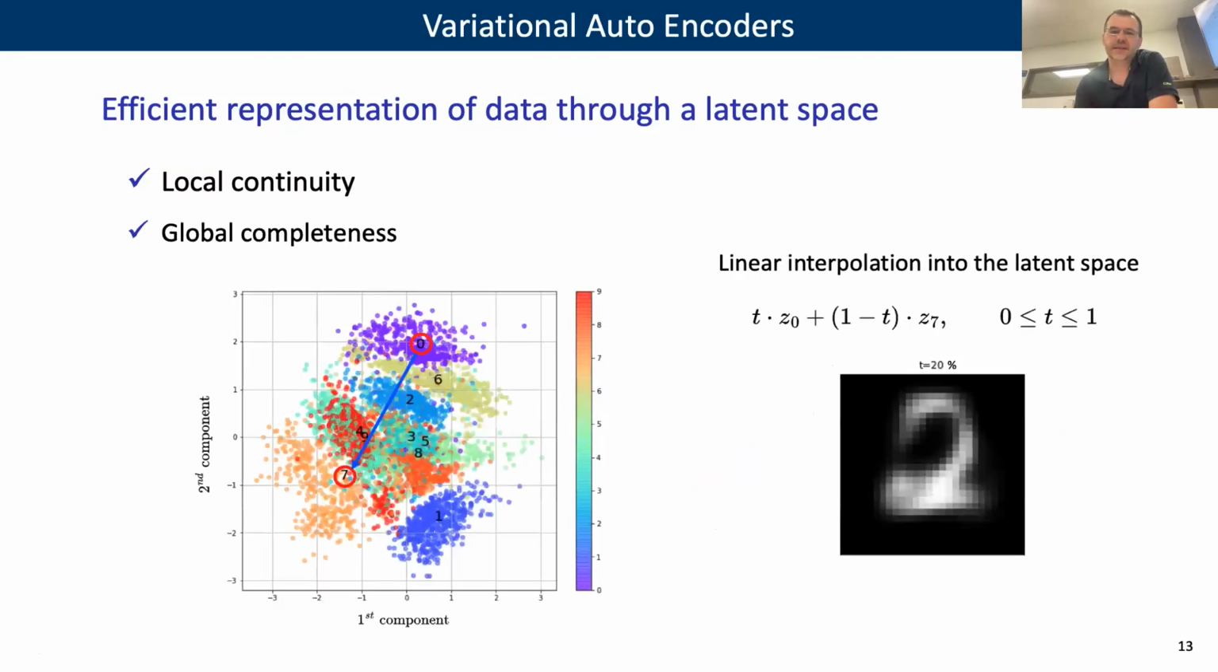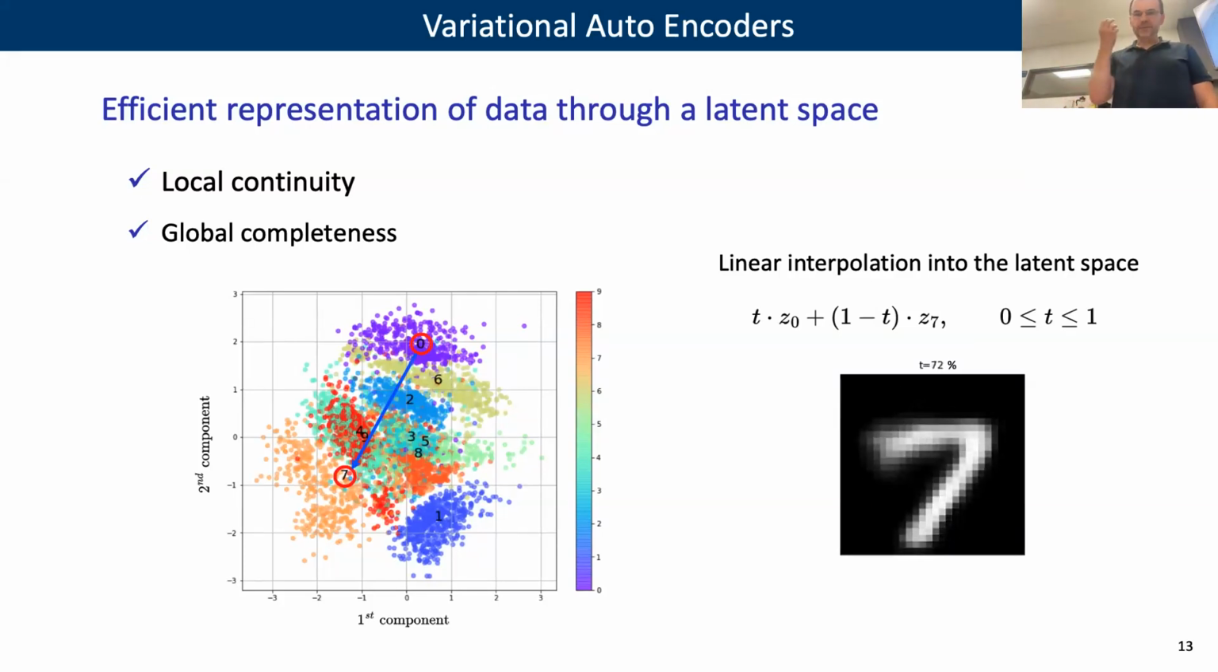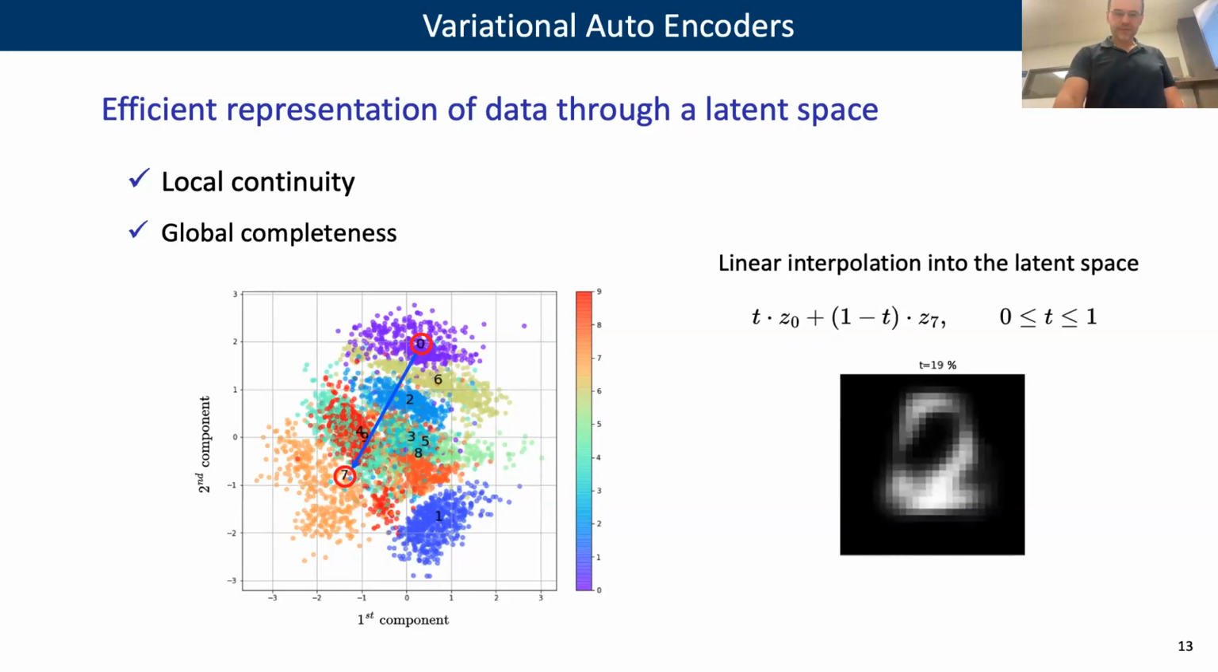So you can do that. Yeah, remember the next slide. By the time that you have learned that kind of space, for instance, you can play with it. You can start from this point and go to this one in a linear way, and you reconstruct each time the numbers that correspond to the point on the trajectory. And you see that thanks to local continuity and global completeness, you are able to retrieve meaningful fake numbers. Okay, so this is the basics of variational autoencoders in 2 minutes.